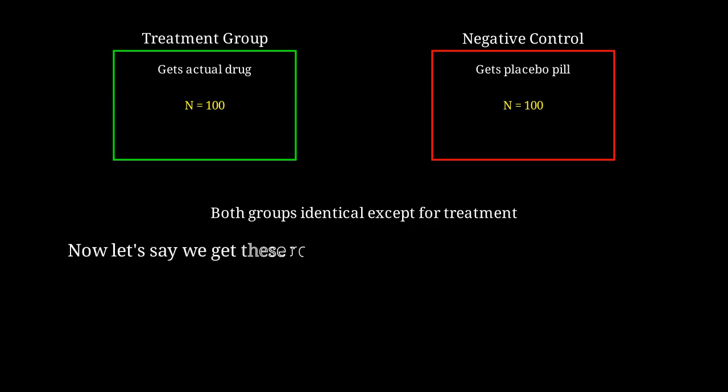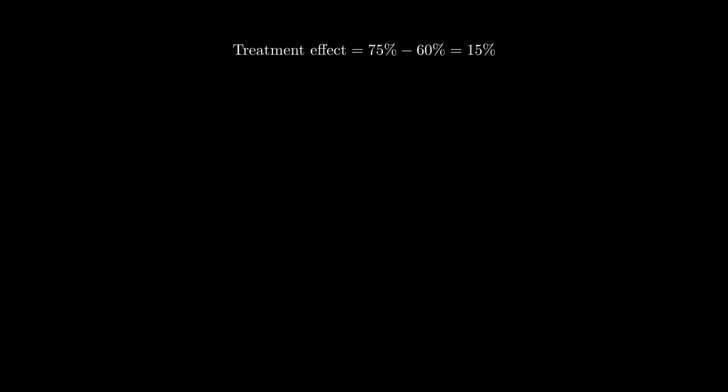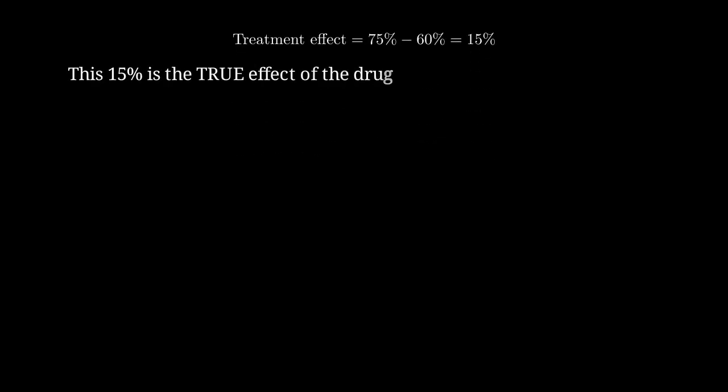Now let's say the treatment group has 75% improvement, but the control group has 60% improvement. What does this tell us? The actual treatment effect is 75% minus 60%, which equals 15%. So the drug only provides an additional 15% improvement beyond natural recovery and placebo. This 15% represents the true pharmacological effect of the drug. Without the control, we would have incorrectly attributed all 75% to the drug.